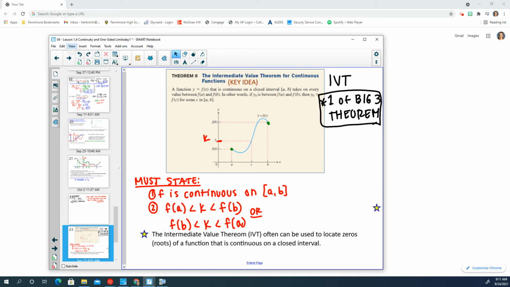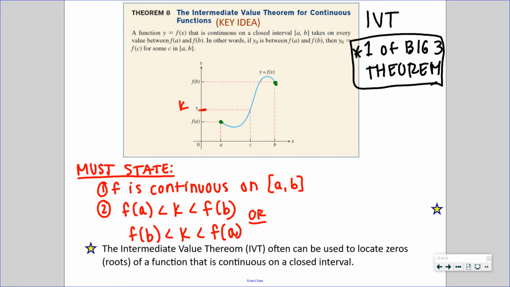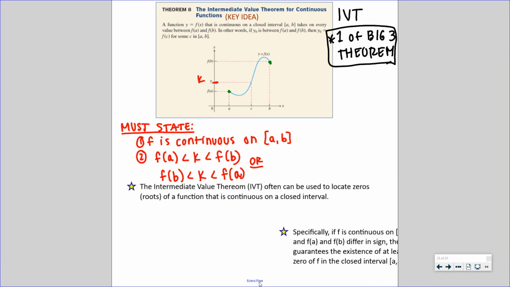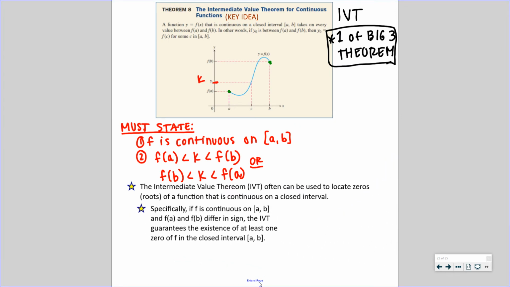This next one's kind of wordy. You can put this in your own words if you want. But basically, if there's a sign difference between the outputs, which is what I was just talking about, the intermediate value theorem guarantees that there's going to be some 0 in the interval. Okay. So you can write that down if you want. Put it in your own words.